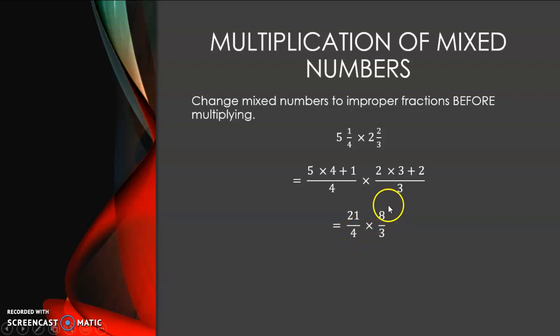4 and 8. Do you see that it is a cross? So I can find factors there. It has a common factor of 4. So 4 divided by 4 is 1, and 8 divided by 4 is 2.